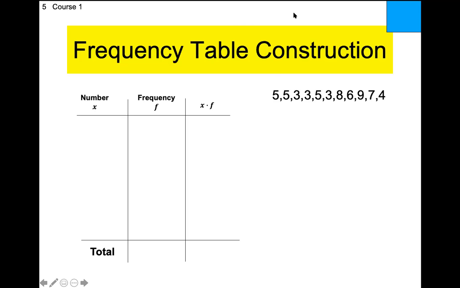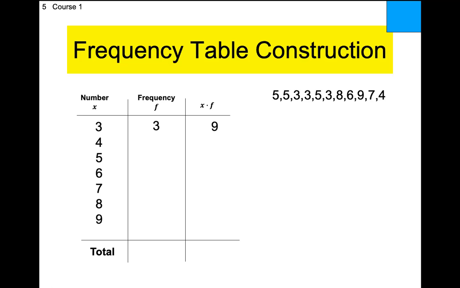To find the number you start with, we find the smallest number. Smallest number is 3, and the biggest number is what, 9? Does everybody see that? 3 and 9. So for the X column, we simply count up 3 to 9. 3, 4, 5, 6, 7, 8, 9. The middle column, we do each number separately. We look at the first number, it's a 3. We count how many 3s there are. There's 1, 2, 3 3s. And then we multiply. 3 times 3 is 9.